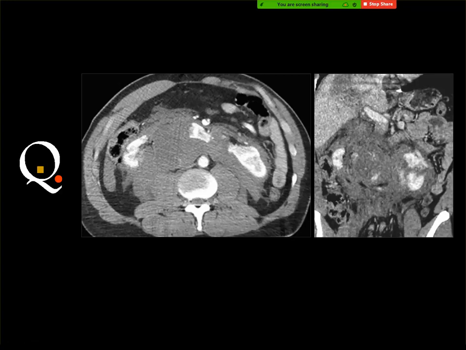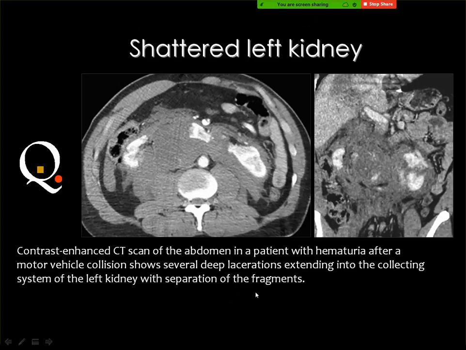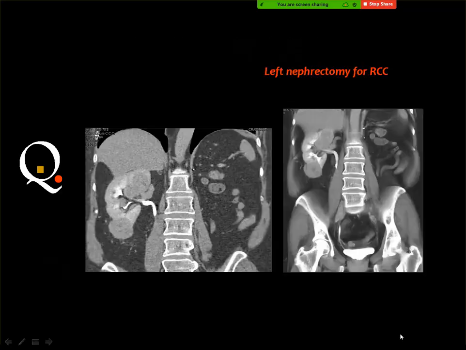Like lymphoma? Trauma. Yes, I think this is trauma. Yes, shattered kidney, very good. This is trauma, and it was a horseshoe kidney that has been shattered into pieces, with a big perinephric hematoma.